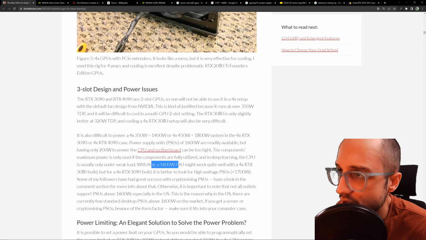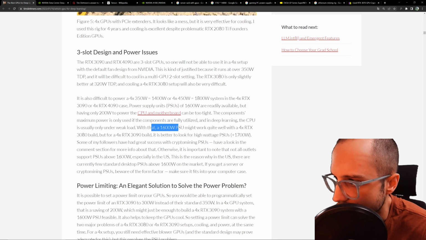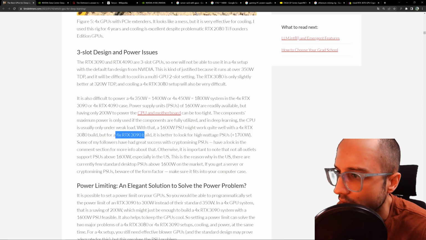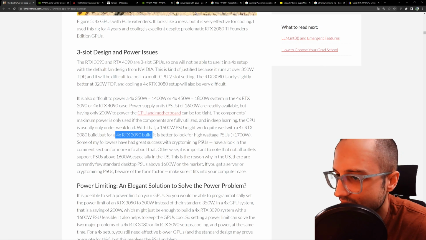So here he's basically saying he doesn't think 4 GPUs in a single computer is a good idea. I kind of disagree with this. A 4x 3090 build just seems needlessly intense. I'd rather have 4 computers with a 3090 in them each, or 2 computers with 2 3090s. I don't think cramming that many GPUs into a single computer makes sense to me.